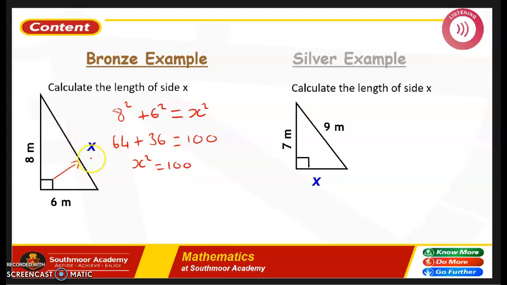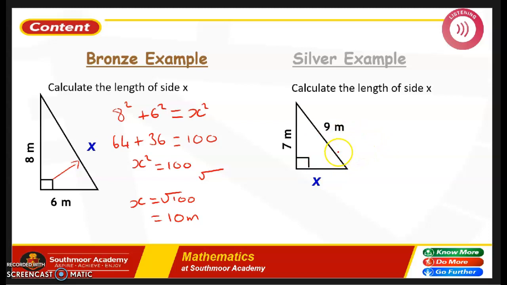Now this isn't x squared, it's x, so we need to find out the value of x. So we're going to have to square root, okay? So x is equal to the square root of 100, so x is equal to 10. So the square root of 100 is 10 meters, okay? Then we've been asked to calculate the side length of x.